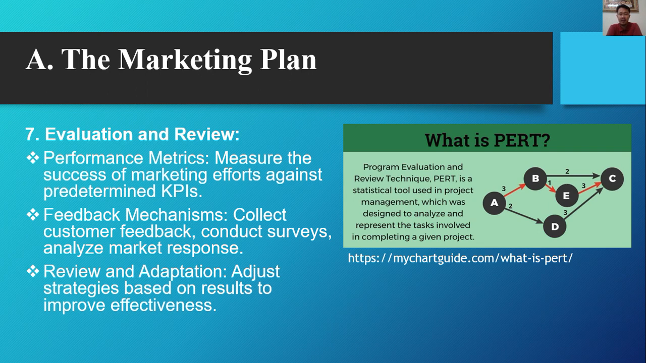And then under the evaluation and review, as part of your marketing plan, you need to assess if it's working. You need to have what we call performance metrics, as well as feedback mechanism and review and adaptation. The performance metrics measure where it is successful, the operation that you implemented in your marketing efforts, against the predetermined KPIs or key performance indicators. So if it's really effective, then you just have to continue, because it will give you good revenue.